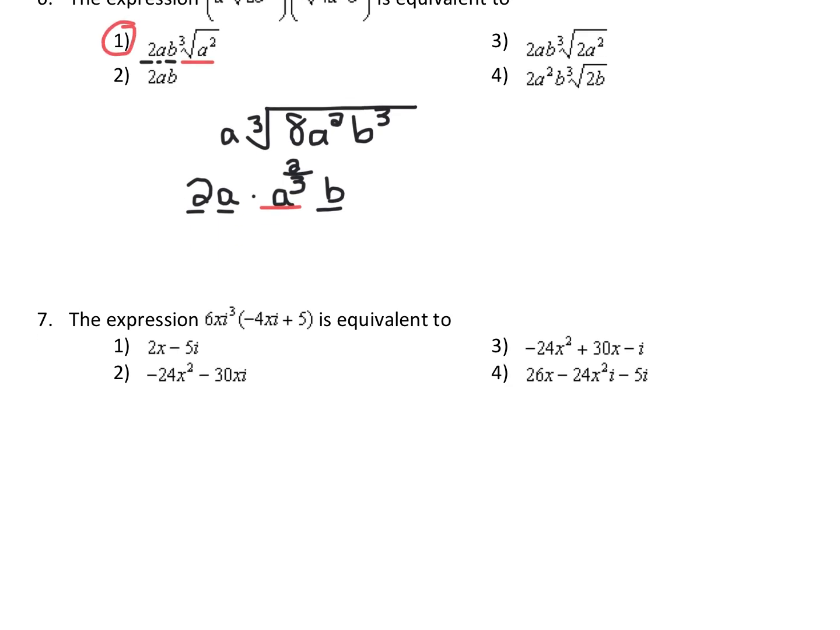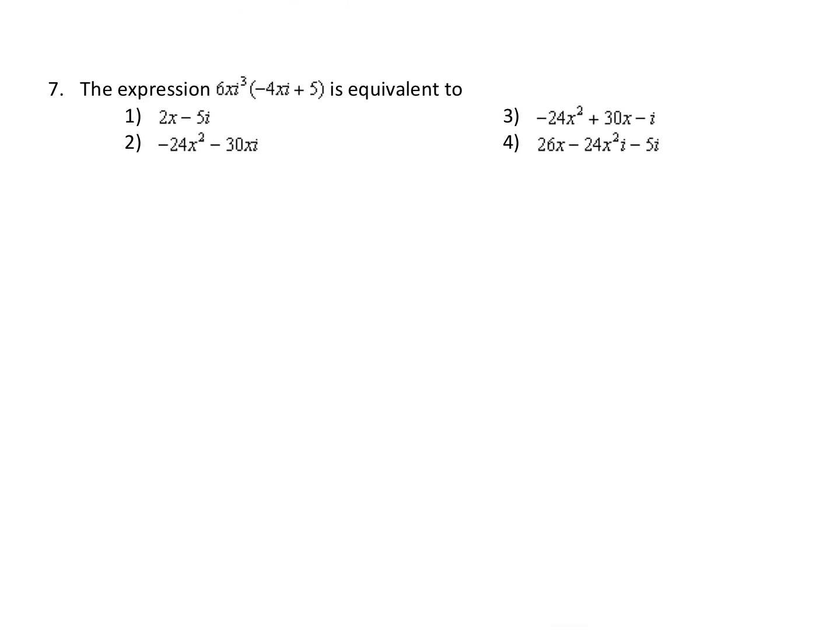All right, let's take a look at number 7. So they want to know which of the following is equivalent to this original expression. All right, I'm going to first start off, I think, by just distributing the 6xi cubed within the parentheses. Okay, so that would leave me with negative 24. And then x times x is x squared. And then i cubed times i would be i to the 4th. Okay, and then plus 30, and then xi cubed.